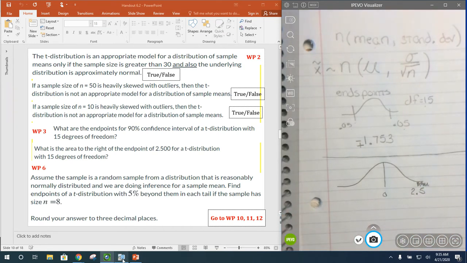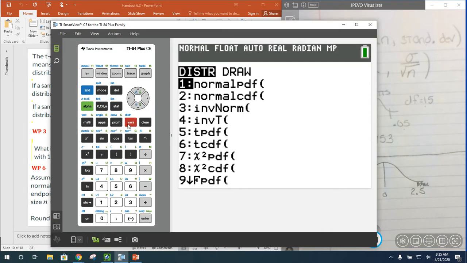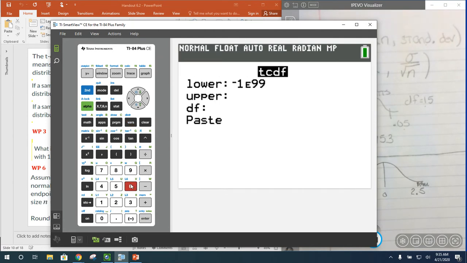So again, calculator, second vars. Now, this is an area calculation, and it's a t, so it's a tcdf, number 6. Your lower number, 2.5. Your upper number, 1E99.